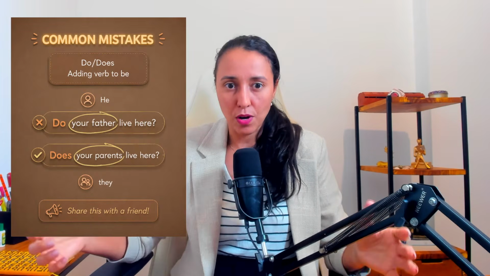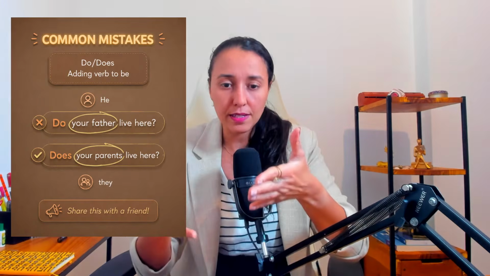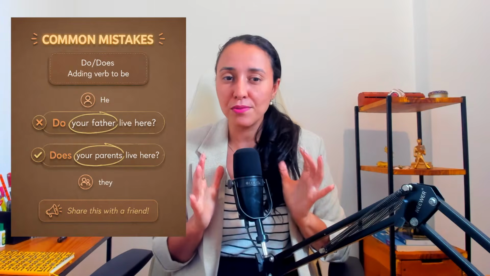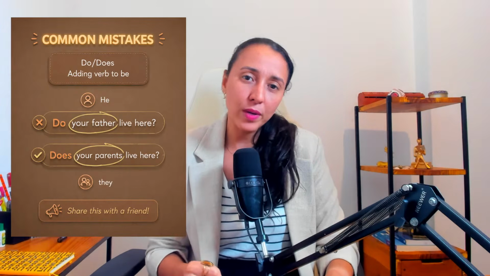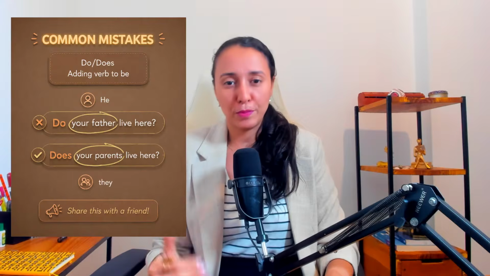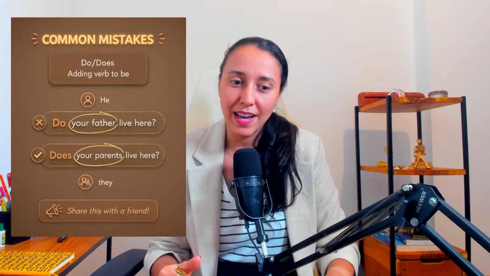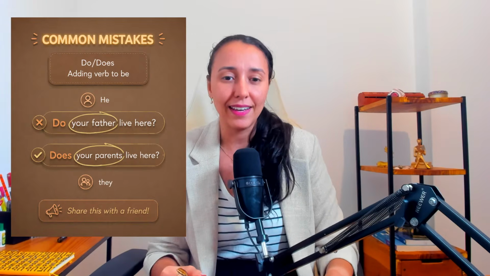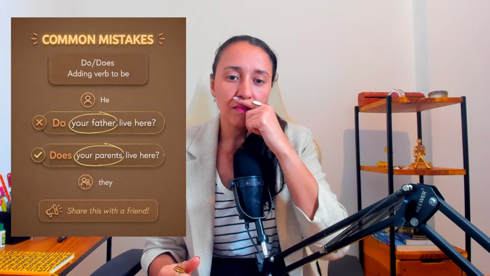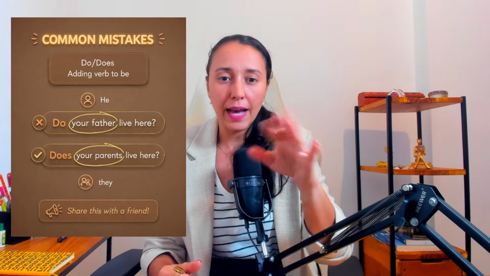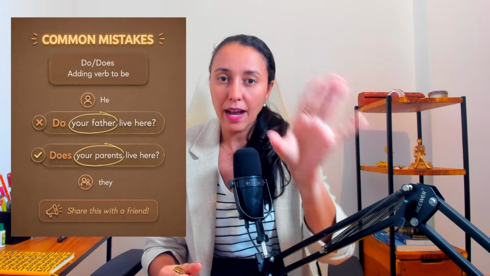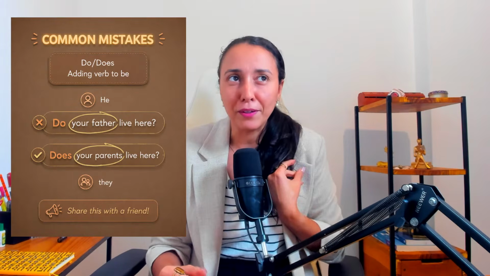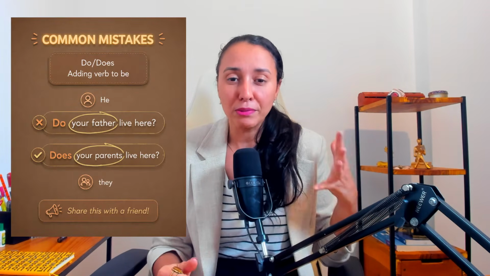Does your parents is wrong. It's just to show you common mistakes. So adding verb to be. It is so common. English learners do this all the time. They ask questions with do, and they use verb to be. You cannot do that, okay? You cannot. And it is common. People do it. I get it. I know that I put adding verb to be here. I will show you, okay? But the other mistake that I'm going to talk about... I got very carried away with the verb to be because it is so common.